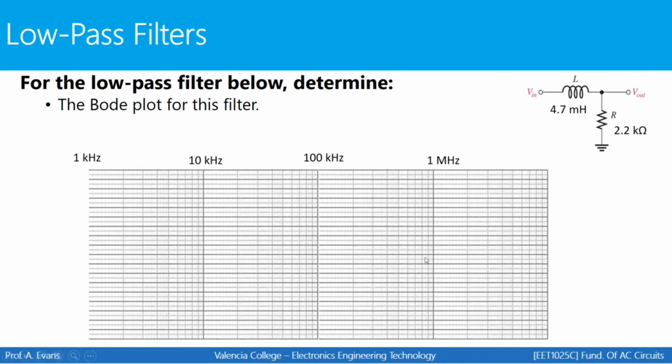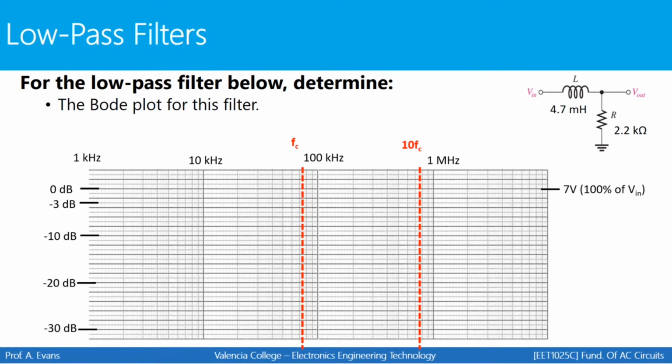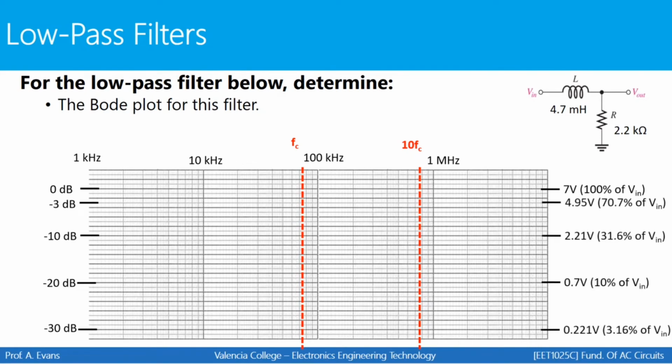My critical frequency is 75 kilohertz. So 10, 20, 30, 40, 50, 60, 70 are your decibel values on the left. And then we're going to correlate that to actual output voltages on the right. This time my input is 7 volts, so I'm going to use that as I calculate each percentage for my output voltages.